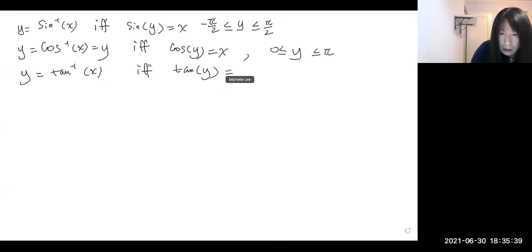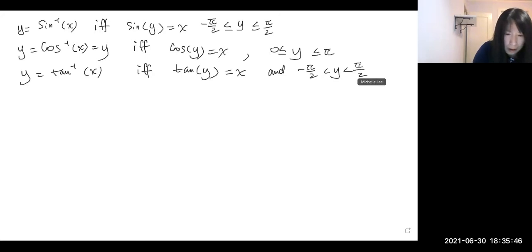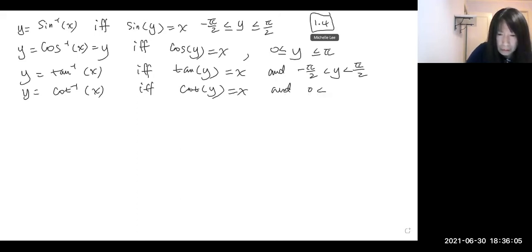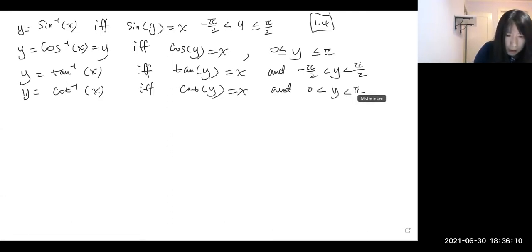So this one, what I explained to you about the restriction, right? Because they fail the horizontal line test, so they make that restriction. And then cotangent, inverse of cotangent there. Okay. So same concept. And that is in section 1.4. So you might take a look if you want. And cosecant, inverse of cosecant.